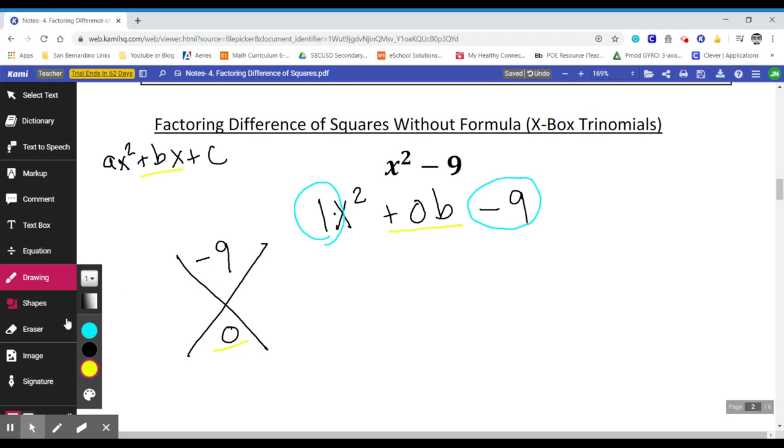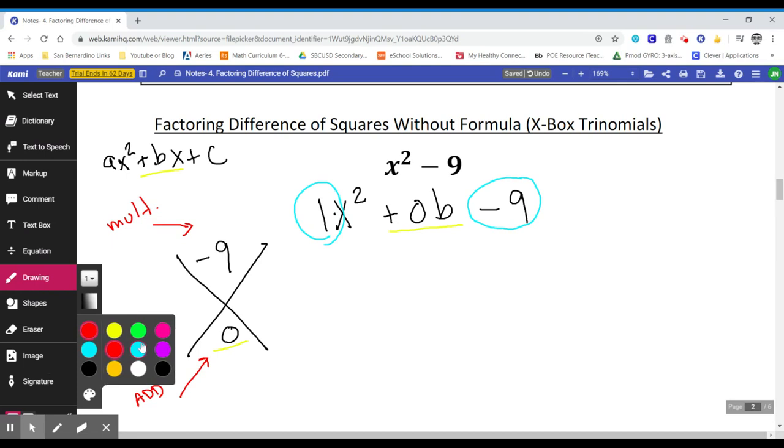Now, same exact thing as what we've done in the past. You want to figure out what are the two numbers that multiply to the number on top, but add to the number on the bottom. So think hard about this. What two numbers multiply to the top and add to the bottom?